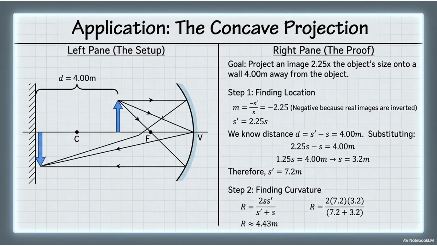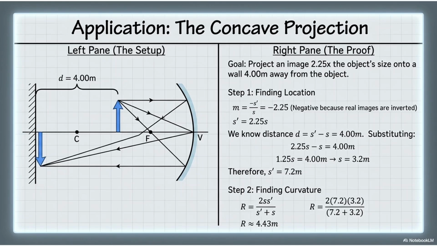Well, if we connect this to the bigger picture, this is exactly how humanity manipulates light. What do you mean? Think about car headlights or movie theater projectors. You place a bright light source at a very specific mathematical distance from a concave mirror, and it catches all that light and blasts it out into the physical world as a focused, real image. So it's taking the mathematical theory and making it a physical tool.